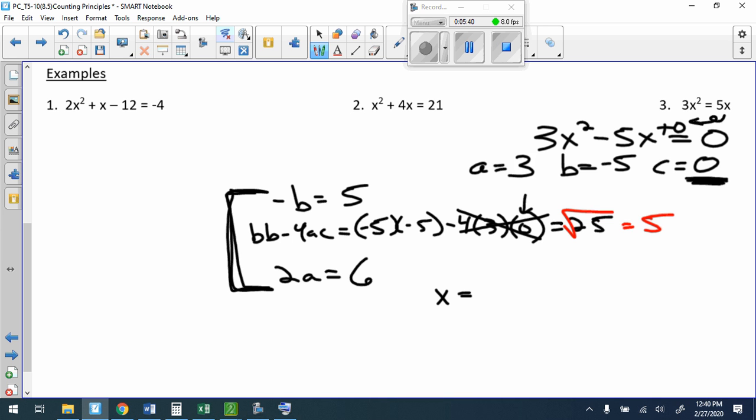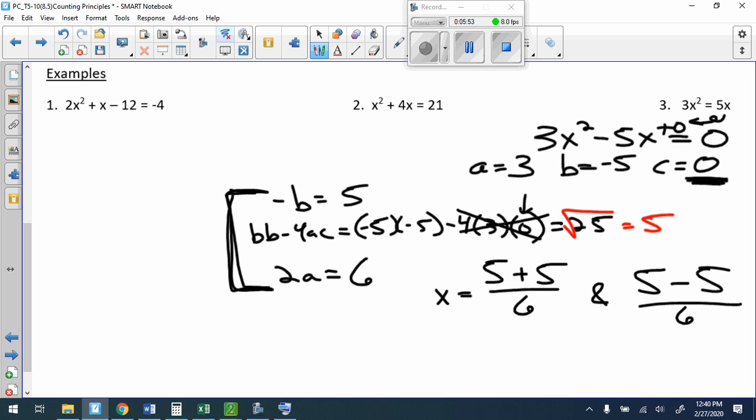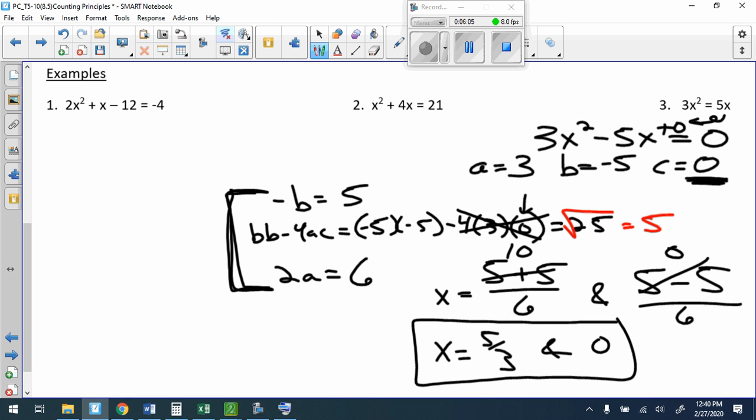So x is the opposite of b plus the square root over the 2a, and the opposite of b minus that square root over 2a. Now when we simplify this, that gives us 10 over 6, which simplifies to 5/3. And we have 0 over 6, which simplifies to 0. And yes, 0 is a solution. So we have 2 distinct solutions, 5/3 and 0.